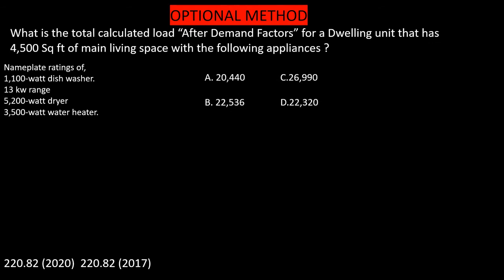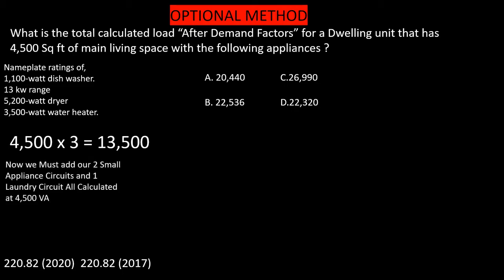What is the total calculated load after demand factors for a dwelling unit that has 4,500 square foot of main living space with the following appliances? An 1,100 watt dishwasher, a 13 kW range, a 5,200 watt dryer, and a 3,500 watt water heater. So we're going to take 4,500, multiply it by 3, which is our VAs per square foot, and that is going to give us 13,500.